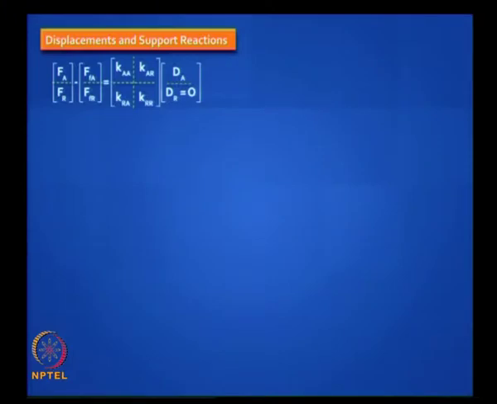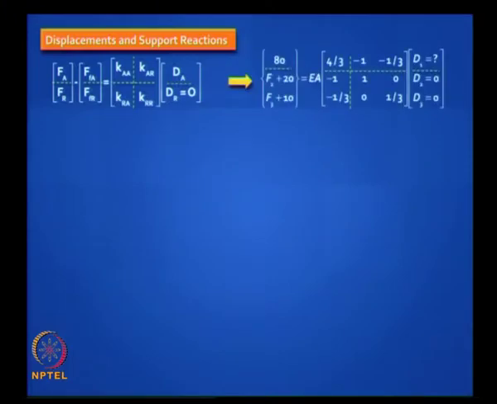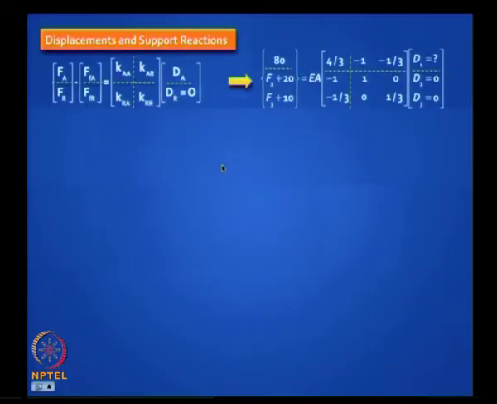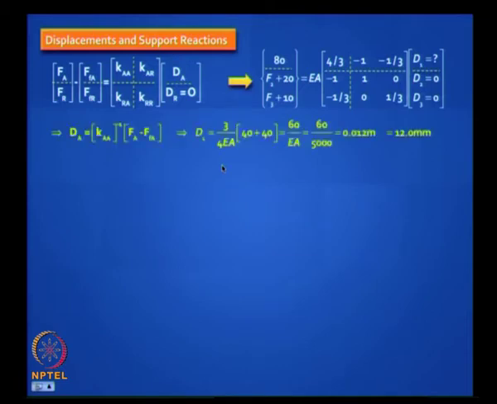Now you have these equations, you just substitute those values and solve. How do you solve this? What is the size of your KAA matrix? It is 1 by 1, because you have only one unknown active degree of freedom. So it is very easy to invert it. You solve that first equation, you will get the answer. D1 is 12 mm.